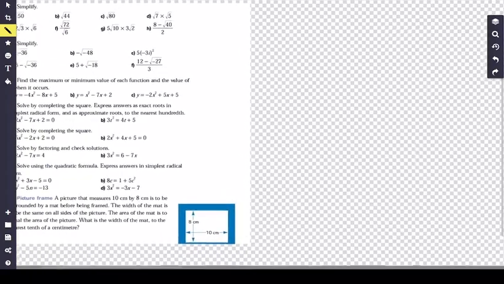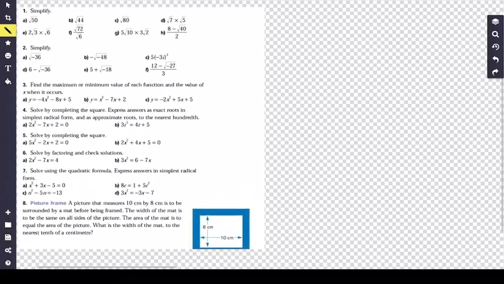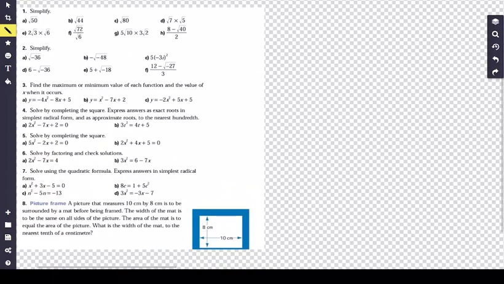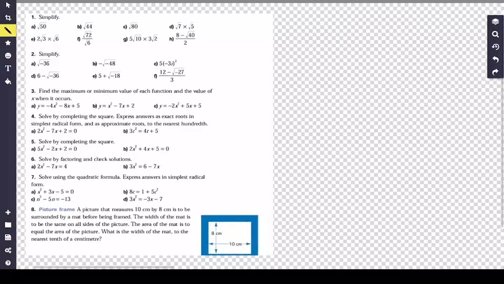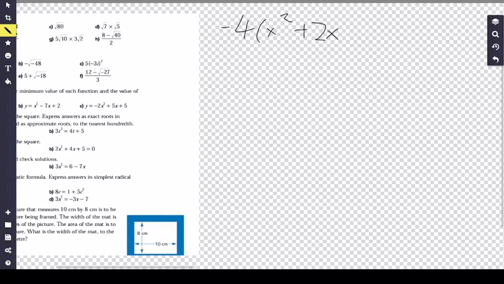And 3, find the maximum or minimum value. That was just completing the square. I'll just complete the square real quick. So remember, we're going to factor the first 2 terms. So that's going to be this plus what? Plus 2x, right? And now we divide that by 2, which is 1, and then square that, plus 1, minus 1.